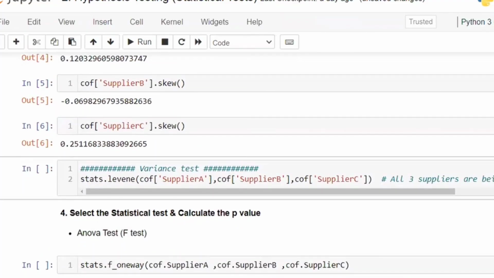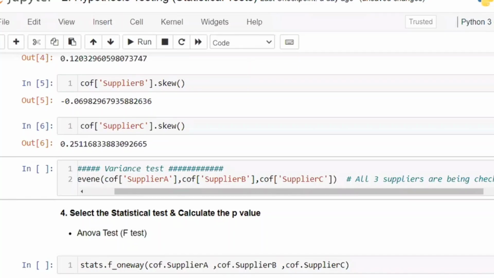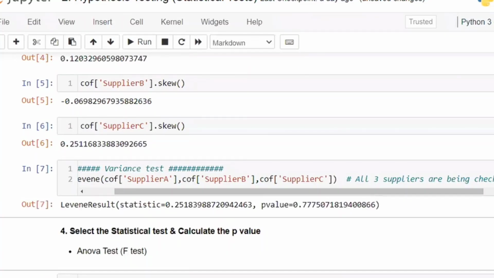Now I am going to apply the Levene test. In the Levene test, I give the 3 column names, column 1, column 2, and column 3, and I check the p-value. If the p-value is greater than alpha, the variances are equal. H0 says that variances are equal, that is no difference. H1 is that variances are not equal.